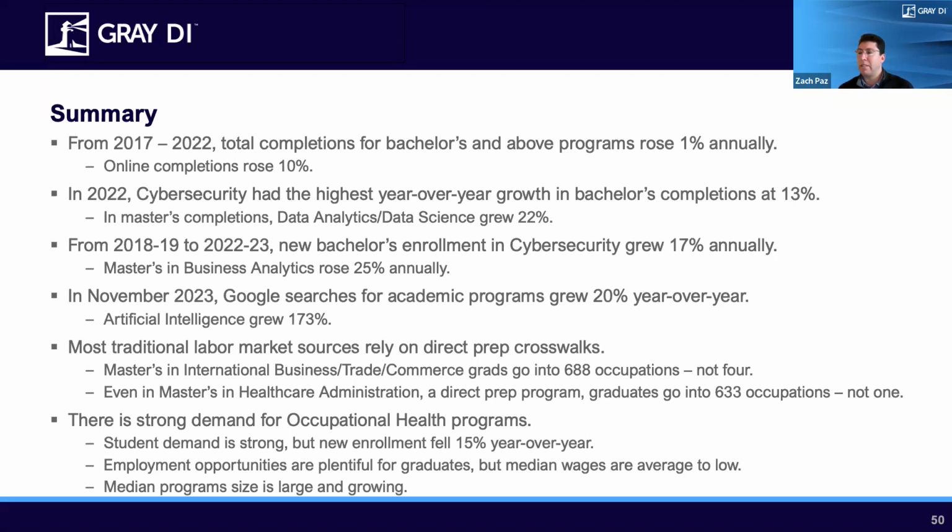Enrollment, cybersecurity wins again. Not necessarily surprisingly, but to see it in both, some of the fastest growing in both enrollment and completions, again, will tell us that it might still be the fastest growing in 2023 completions. Business analytics grew 25% at the master's level. So again, lots of the same trends over the last few years. Google searches grew 20% year over year, and artificial intelligence program keywords grew 173%.